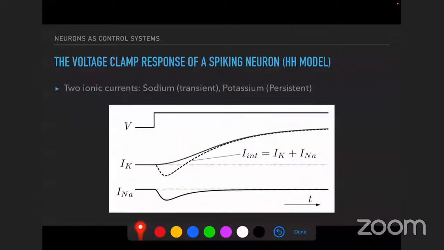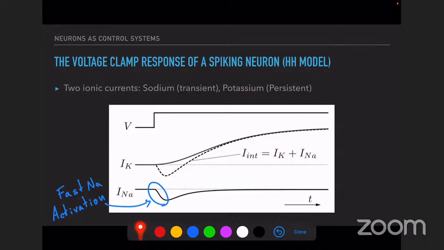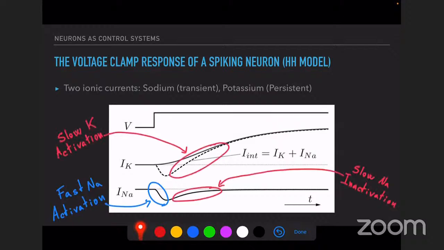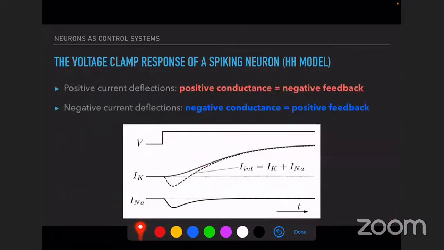And the simplicity of this controller is reflected quite nicely in the simplicity of the voltage clamp response of basically any neuron. In particular, if you take a spiking neuron, independently of the underlying current, and I'm using the Hodgkin-Huxley model here just as an illustration, you always have first the fast activation of some regenerative current, in this case the activation of the sodium current, and then the slow activation of some restorative current, like the delayed rectifier potassium, and the slow inactivation of the sodium current. And when you look at these two temporal steps in the voltage clamp from a control theoretical perspective, the fast one corresponds to the engagement of a fast positive feedback loop, and the second to the engagement of a slow negative feedback loop.